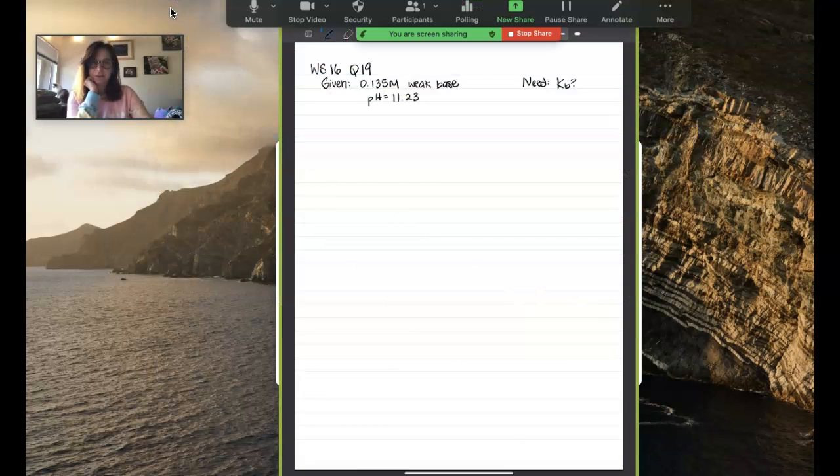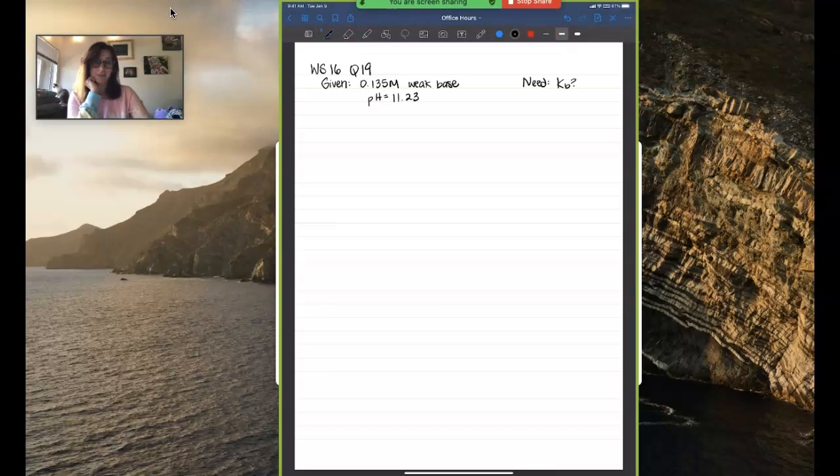And so, first things first is we recognize what's in my beaker. It's already told that it is a weak base. And so that's a big clue that I'll need a RICE table.